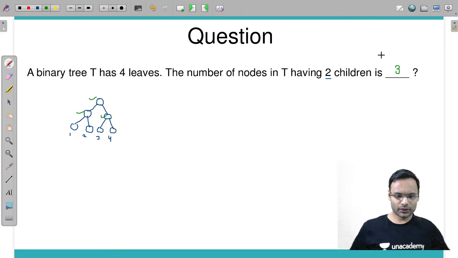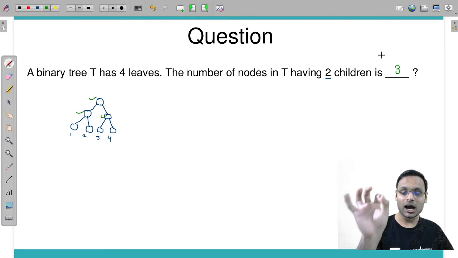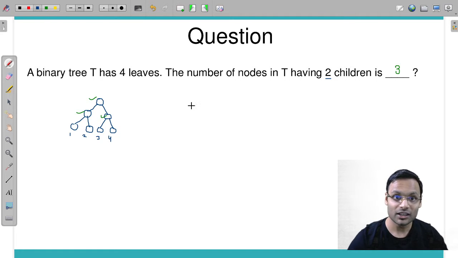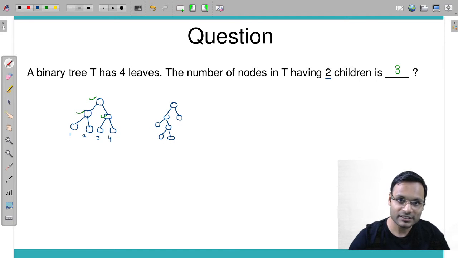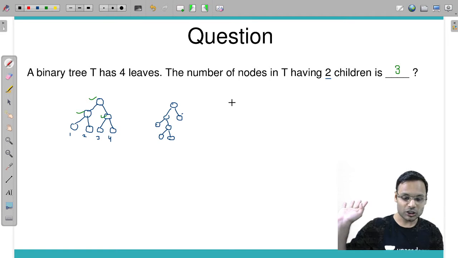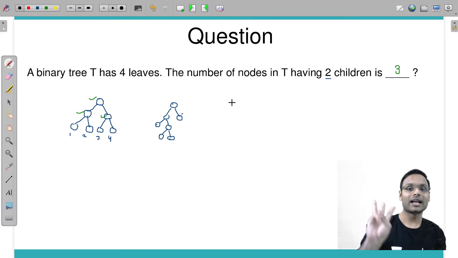Easy question. A binary tree with 4 leaf nodes, how many nodes with 2 children? Answer is 3. I have drawn the tree, but in fact this is not the single tree. You can draw multiple such trees. This is again the same example: 4 leaf nodes, 1, 2, 3, 4, and still you have 3 nodes with 2 children. Multiple such options you can draw, and still you will get answer 3.